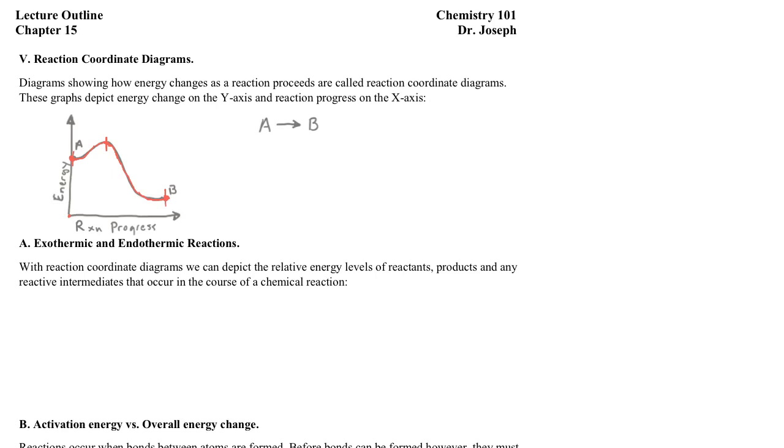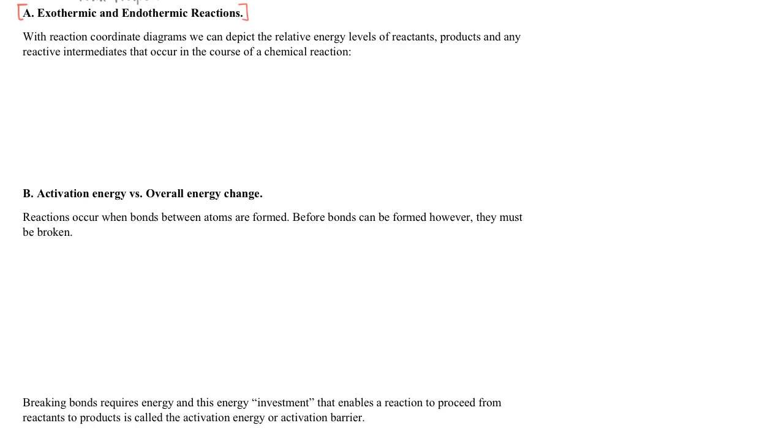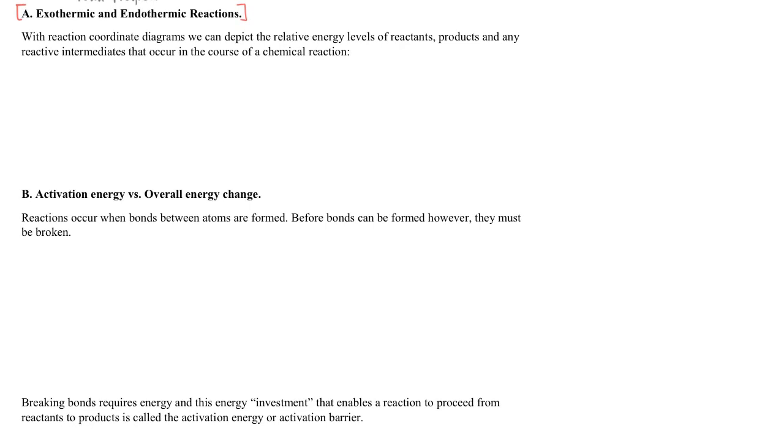Let's talk about a few simple aspects of it. First, we're going to talk about exothermic versus endothermic reactions and how they would look on an energy reaction coordinate diagram. So let's think about what a reaction coordinate diagram would look like and how it would be different if it was an exothermic reaction versus an endothermic reaction. Whenever we draw a reaction coordinate diagram, we're going to set up our energy on the y-axis and our progress on the x-axis. And the first one I want to talk about is the exothermic.